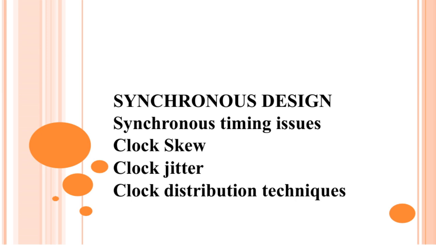Clock skew happens when the clock signal arrives at different components at slightly different times, which can cause timing errors. Clock jitter, on the other hand, is the small, rapid variations in the clock signal itself, which can also disrupt timing accuracy. To manage these issues, we use various clock distribution techniques designed to deliver reliable, consistent clock signals throughout the entire system. Understanding and addressing these concepts is crucial for maintaining performance and stability in synchronous designs.